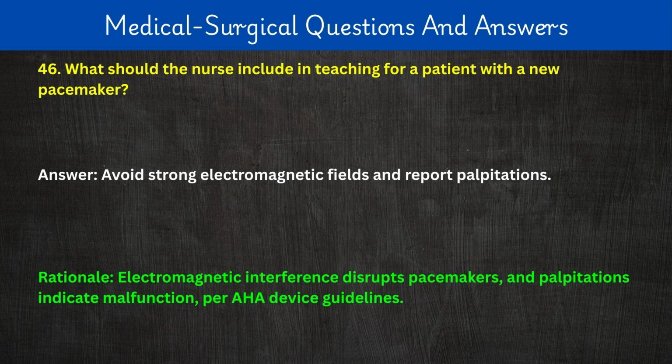46. What should the nurse include in teaching for a patient with a new pacemaker? Answer: avoid strong electromagnetic fields and report palpitations. Rationale: electromagnetic interference disrupts pacemakers and palpitations indicate malfunction, per AHA device guidelines.